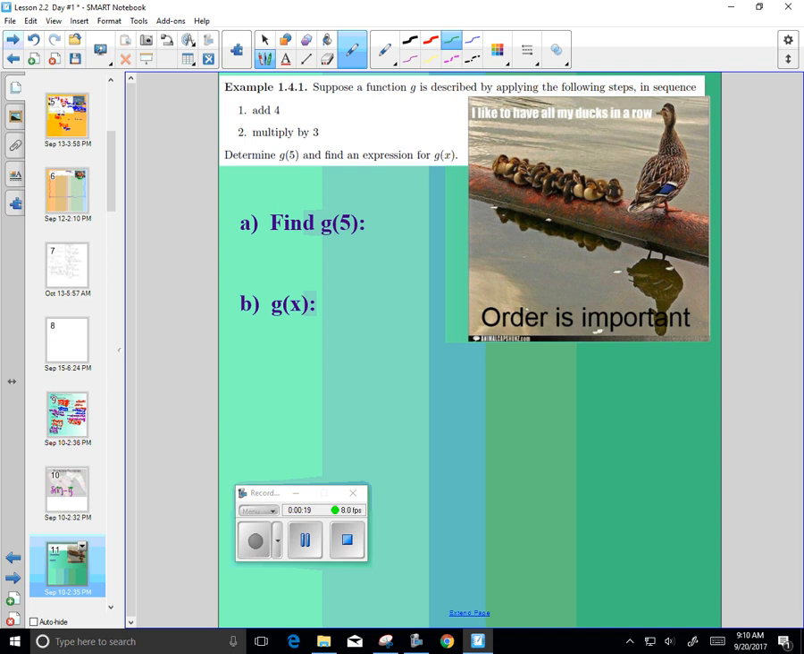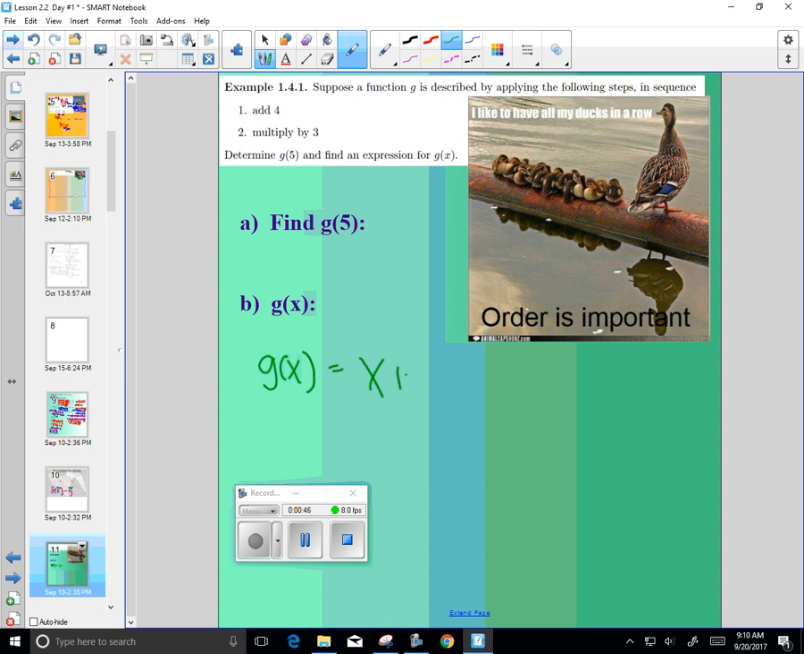So suppose g is described by doing the following steps: add 4, multiply by 3. Determine g of 5 and find an expression for g of x. Let's do g of x first. We're going to start with some kind of an x. And then what are they asking us to do in part 1?